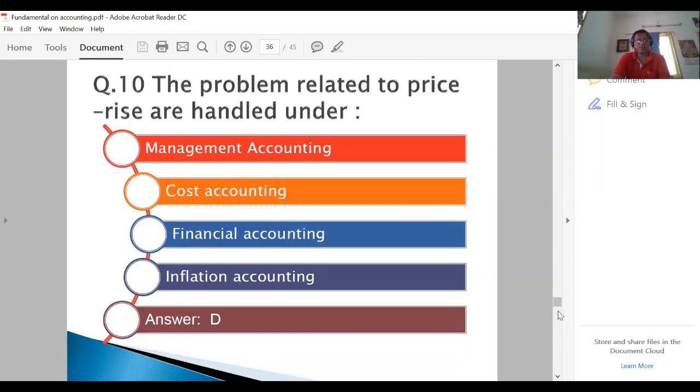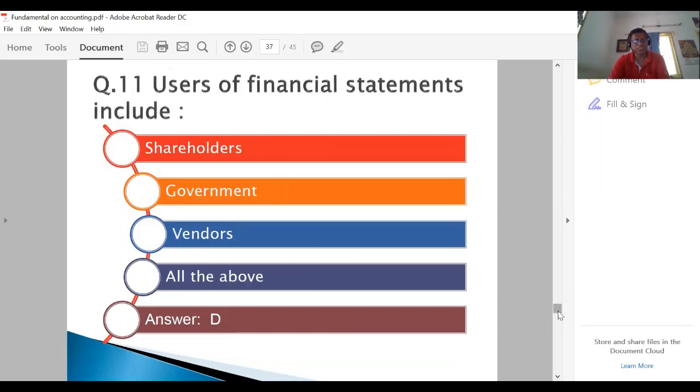Any problem related to price rise is handled under inflation accounting. This is more of general knowledge. Who is the user of financial statements? This is very important. Your investors, customers, shareholders, government, employees, vendors, suppliers, creditors, everyone is a user of the financial statement. So as accountants, we should be unbiased in preparing the financial statement, right? Anything which you feel needs to be disclosed, you should give in the footnote and clearly disclose it, right?